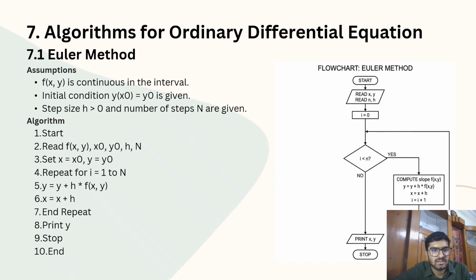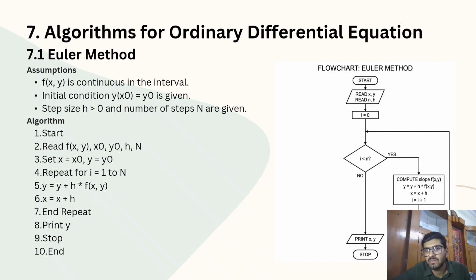The algorithm starts, read the f of x comma y, read x0, y0, h, n. Set x is equal to x0 and y is equal to y0. Repeat for i is equal to 1 to n. y is equal to y plus h into f of x comma y. Then x is equal to x plus h, and repeat until i is equal to n. After that, print the value of y and stop the algorithm.